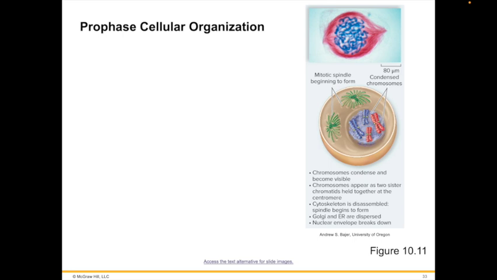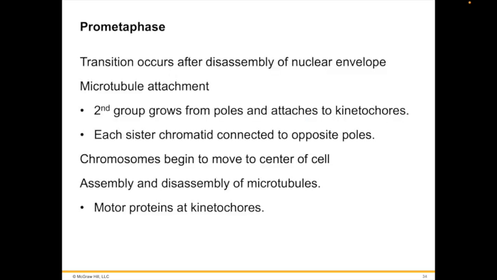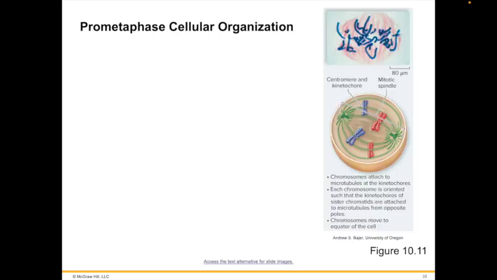The transition from prophase to prometaphase occurs following the disassembly of the nuclear envelope. During prometaphase, the condensed chromosomes become attached to the spindle by their kinetochores. Each chromosome possesses two kinetochores, one attached to the centromere region of each sister chromatid. Prometaphase.